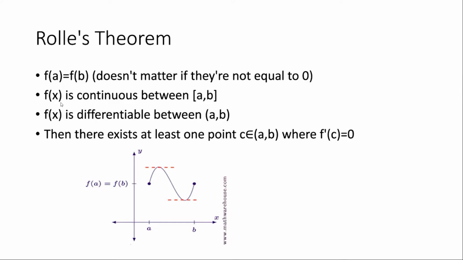The second thing we have to make sure is true is f of x is continuous on the closed interval a to b. f of x is differentiable on the open interval a to b. If these three conditions are all met, then there exists at least one point c which belongs to a to b where f prime of c is 0. So you can see over here the f of a equals f of b. You see f prime of c equals 0 means the slope is 0, which is a horizontal line. There's 2 points of c in this curve.